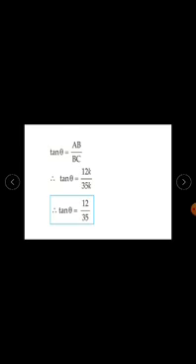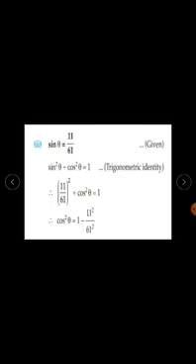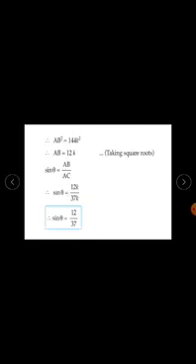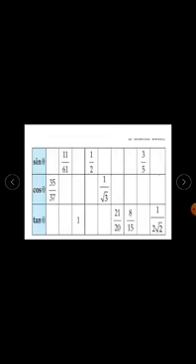This is the first method. Now find out the second sub question. In the second sub question, what is given? In the second column, sin theta is given. So you have to find out cos theta and tan theta.